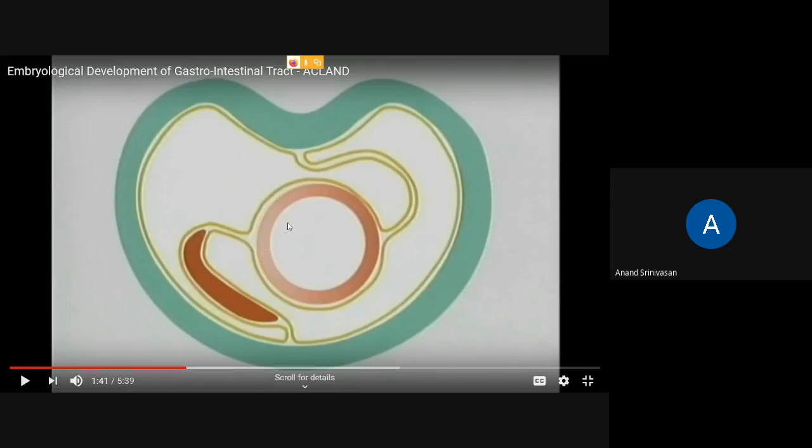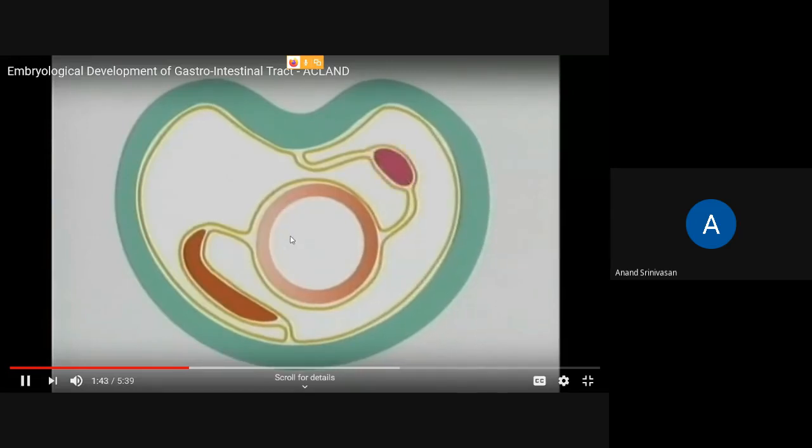Now this part from the stomach to the liver is referred to as the lesser omentum. And this part from the liver to the anterior abdominal wall is called the falciform ligament.